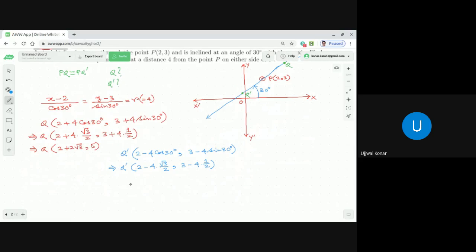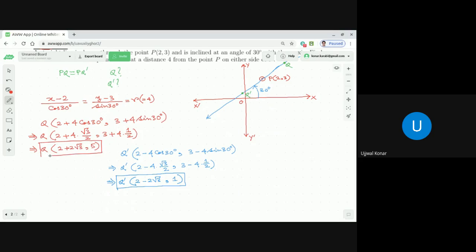So from here what we get? From here we get q dash is equal to 2 minus 2 root 3, and 3 minus 4 by 2, that means 3 minus 2, that is equal to 1. So we get two coordinates. One is that q dash, which is 2 minus 2 root 3 comma 1, and another one is 2 plus root 3 comma 5.